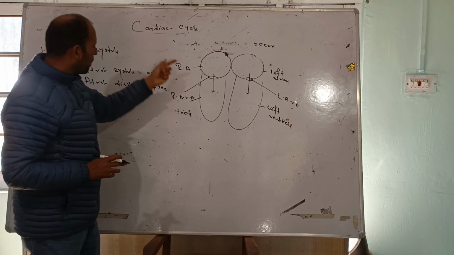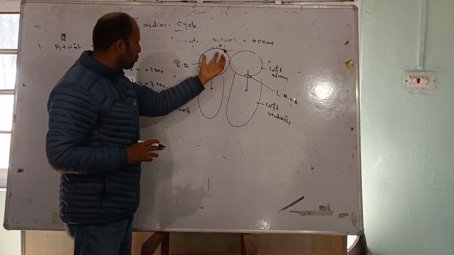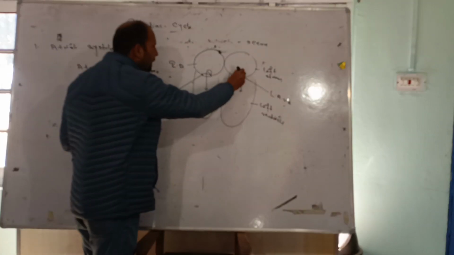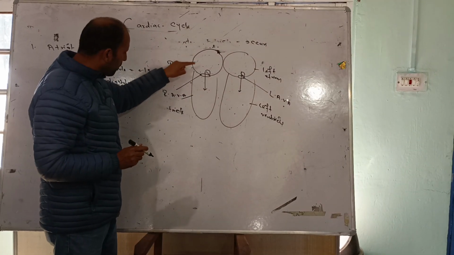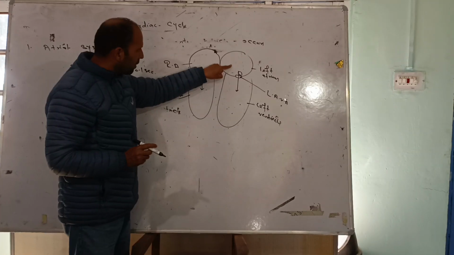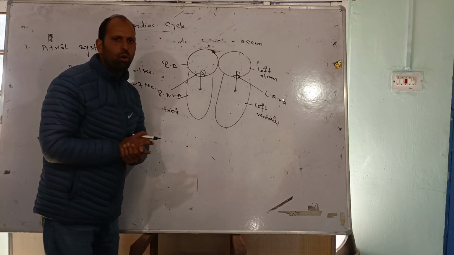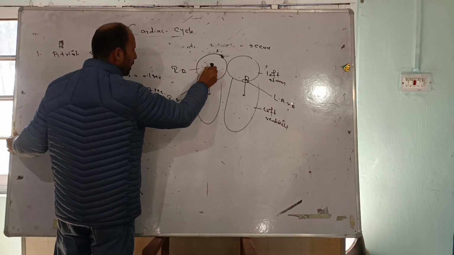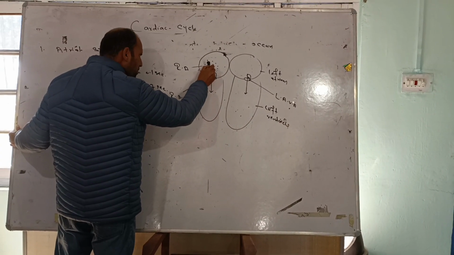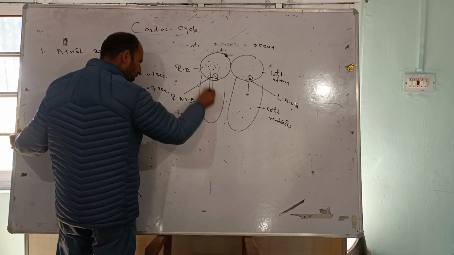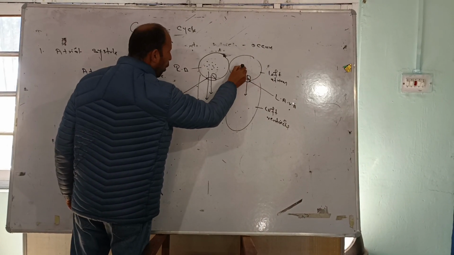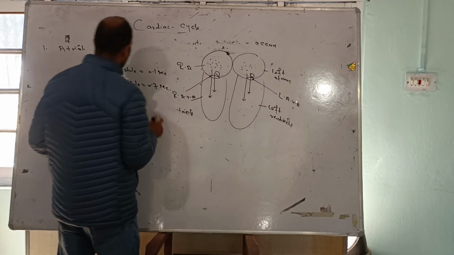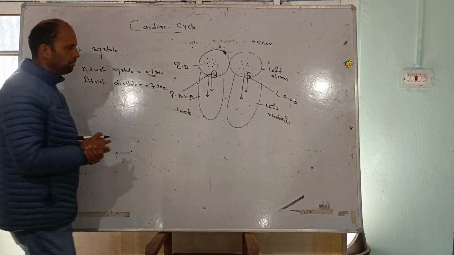When the right atrium and the left atrium contract, here the tricuspid valve opens, and here the bicuspid valve opens. So the blood of the right atrium enters the right ventricle, and the blood of the left atrium enters the left ventricle of heart. We also know that the right ventricle contains deoxygenated blood. So the deoxygenated blood of the right atrium enters the right ventricle, and the left atrium contains oxygenated blood. The oxygenated blood of the left atrium enters the left ventricle of heart. Now this occurs for 0.1 second.